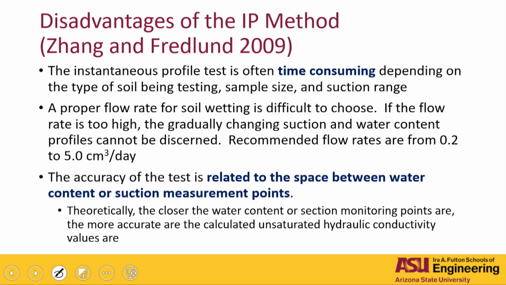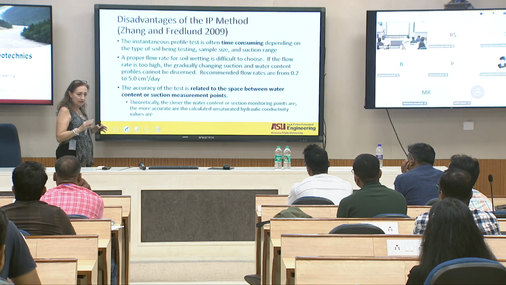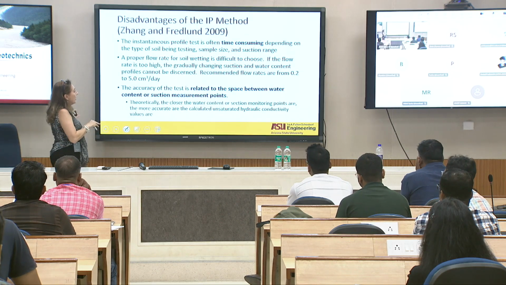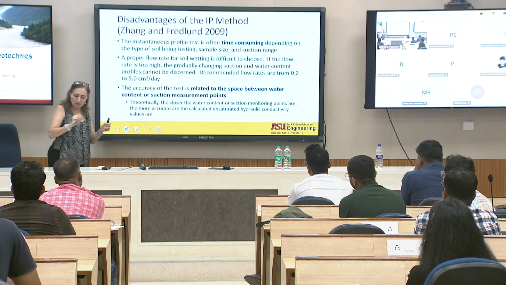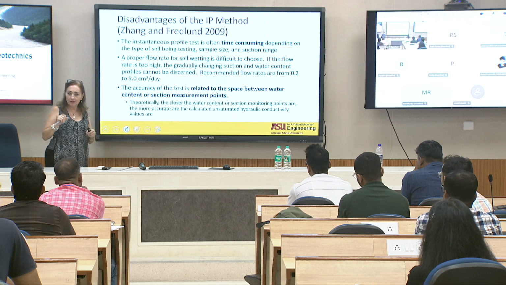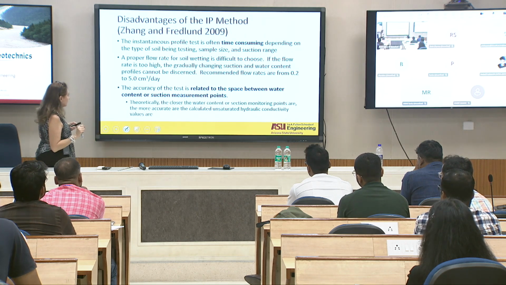Okay. The disadvantage is that it is time consuming. The proper flow rate is very difficult to get. If you're applying some flow, the recommended values are probably between 0.2 to 5 cubic centimeters per day, but it's difficult to choose that. If it's too high or too low, it's going to be tough. If it's too high, you're not going to be able to measure the changes. If it's too low, it's going to be crazy.